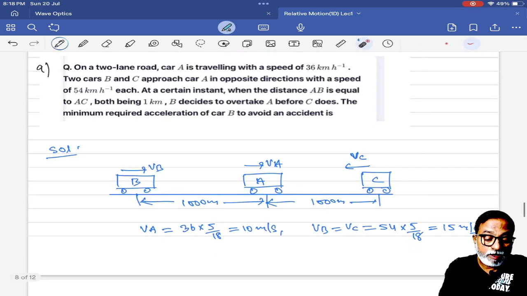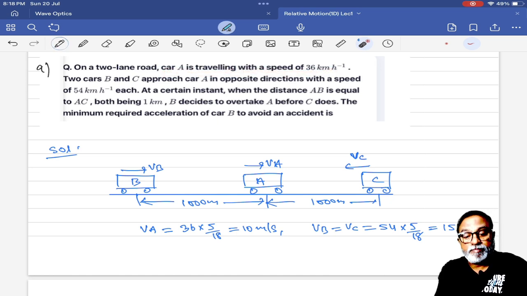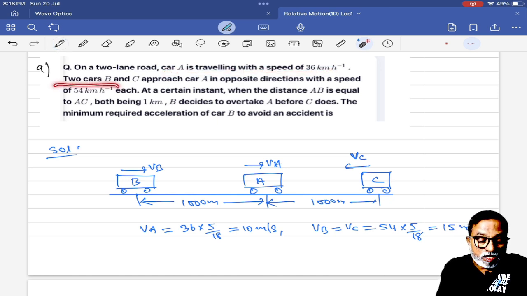Next one. On a 2-lane road, car A is traveling with a speed 36 km per hour, and two cars B and C approach car A in opposite directions with a speed 54 km per hour. At a certain instant, when the distance AB is equal to AC, both being 1 km, B decides to overtake A before C does. The minimum required acceleration of car B to avoid an accident?